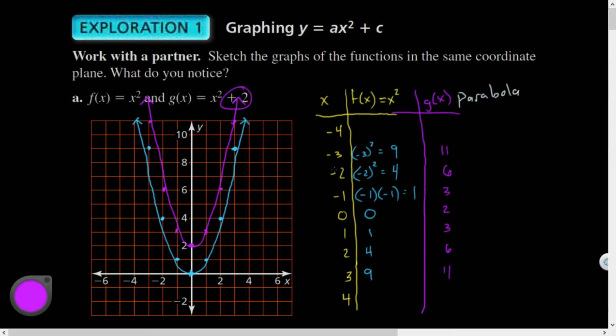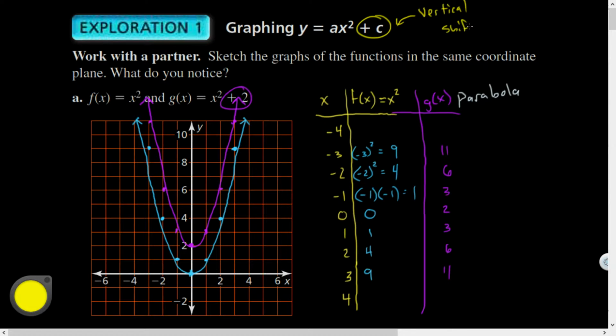That's all right. And what do you notice about the purple parabola? That's their question. What do you notice about the purple parabola compared to the blue parabola? It looks like it was just a vertical shift by how many units? Every point is shifted up how many? 2. There we go. Right, so this plus 2, this plus c, results in a vertical shift.